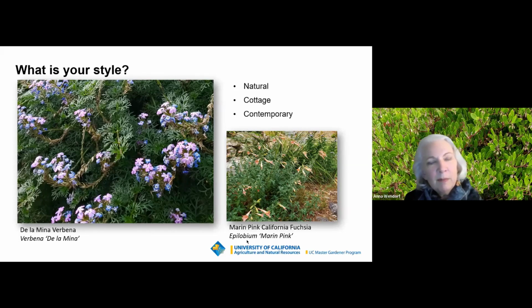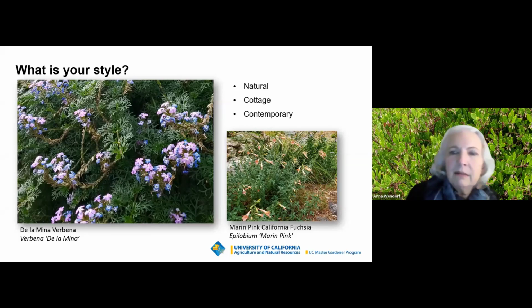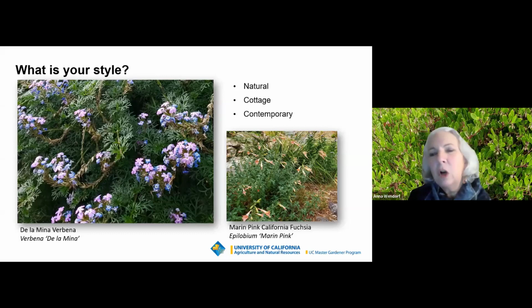This is a De la Mina verbena, which is super easy to grow. It makes a big mound of purple. It's kind of fluffy. And here is a Marin Pink California fuchsia, which is great for a pastel garden. It stays nice and compact. It's about 2 feet tall, and has beautiful coral pink flowers.